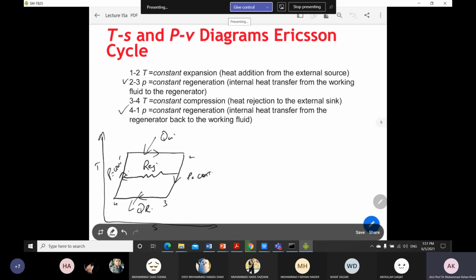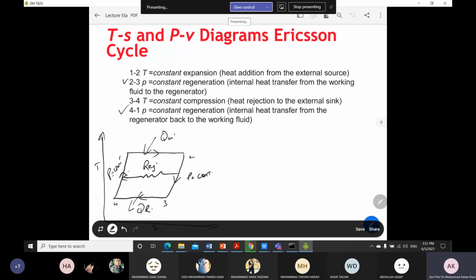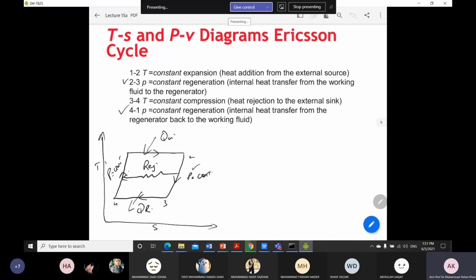Okay, and you can just notice that the TS diagram is almost the same in comparison to the Stirling cycle. Okay, so only two processes are different, which are at constant pressure. Now coming towards the PV diagram.